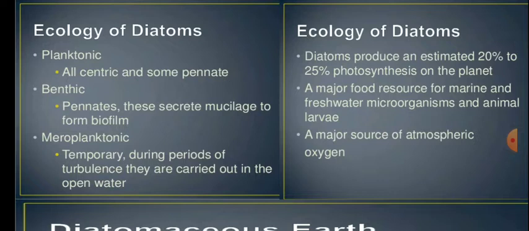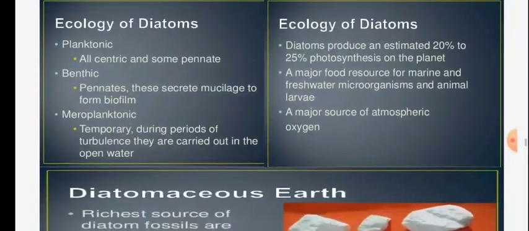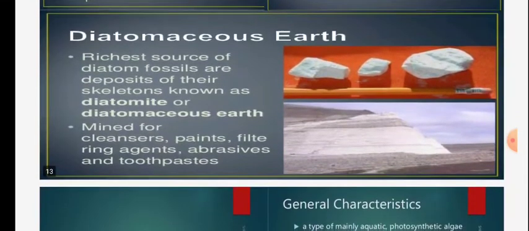Planktonic are all centric and some pinnate. Benthic are pinnates; these secrete mucilage from the biofilm. Meroplanktonic show a temporary existence; during periods of turbulence, they are carried out into the open water. In ecology, about 25% of photosynthesis on the planet is estimated to be due to diatoms, and they are the major food resource for marine and freshwater organisms and animal larvae, and the major source of atmospheric oxygen. So diatoms have a major role on the planet.